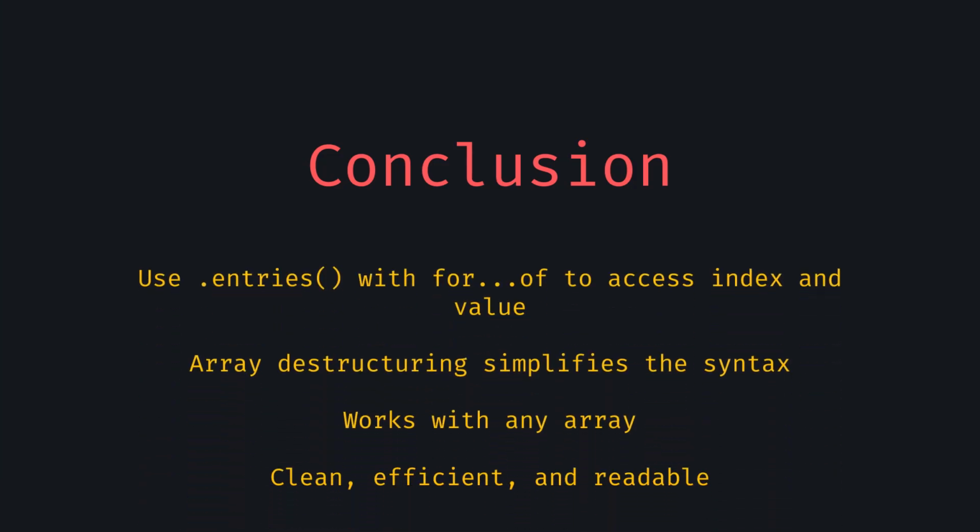Combining the entries function with for...of gives you powerful control over arrays. It is a concise, readable way to get both index and value during iteration. Try using this in your next project. It is a clean upgrade over traditional loops.